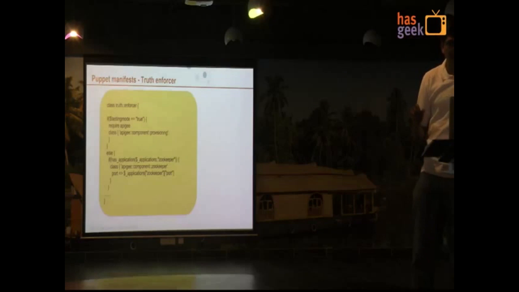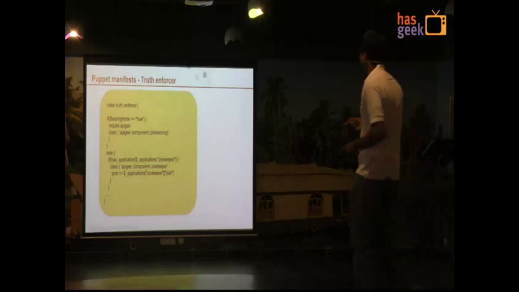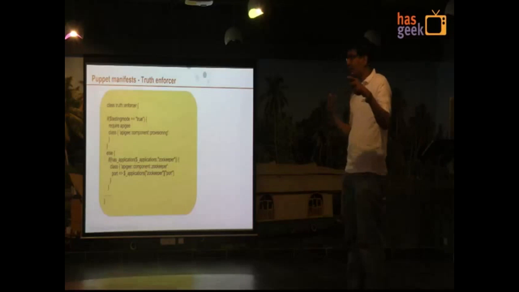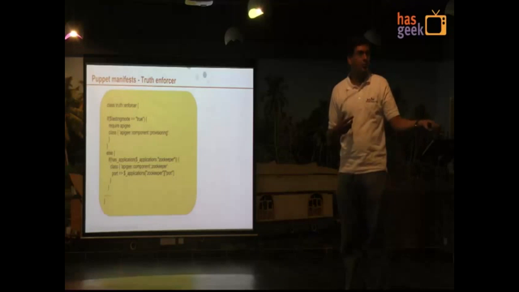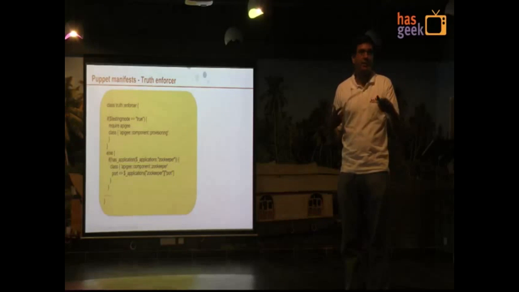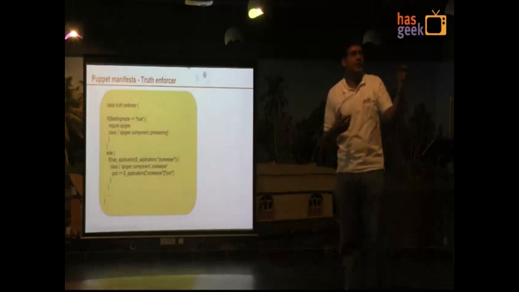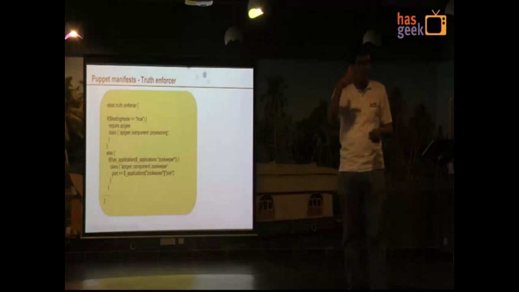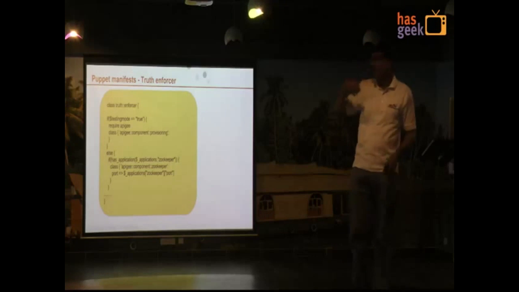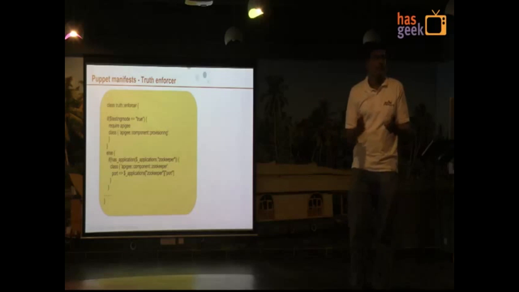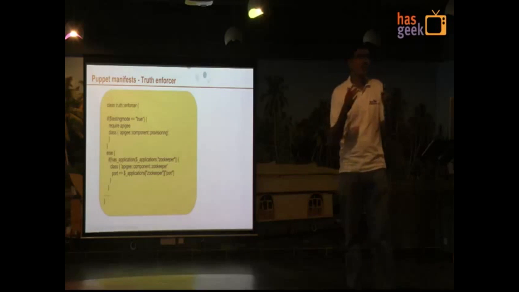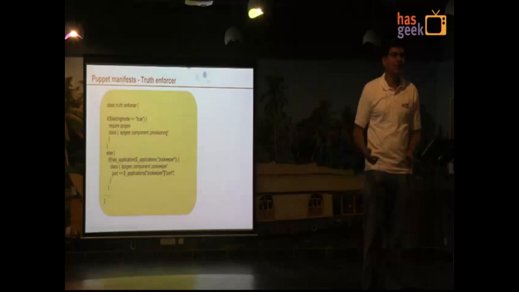Now, the thing that the truth enforcer does really well is that you have the exact same manifest. The word for cookbook in the Puppet world is manifest. So you have the same manifest that's going to run on every single machine. So when it runs, it's basically a whole bunch of if-elses, right? If it's testing mode, then go run something else. If it has this particular application, then we call another class. So we call the zookeeper class, for example, which will go and run the zookeeper manifest on it.